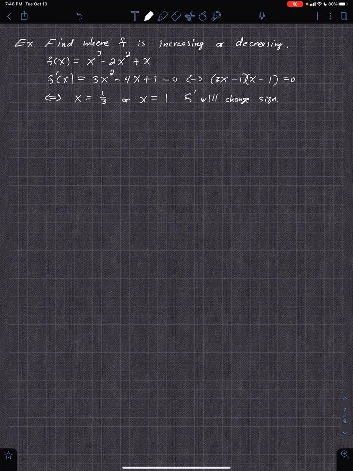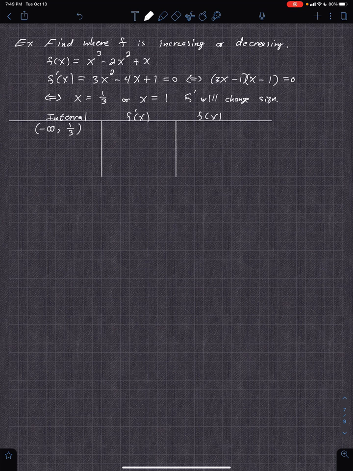So then you can set up a chart or something. I'll show you kind of both. So what I'll do next is set up a little bit of a chart. So this is the interval. And then we'll look at f prime of x and then f of x. So it'll look like this. The point is, you just need to be organized of what's going on here. So this interval would be from negative infinity up to 1/3.